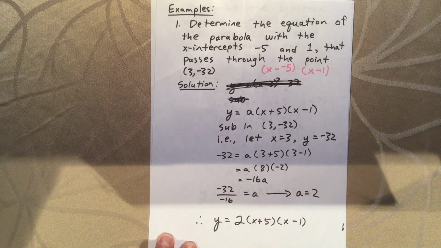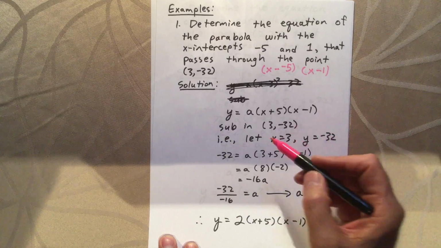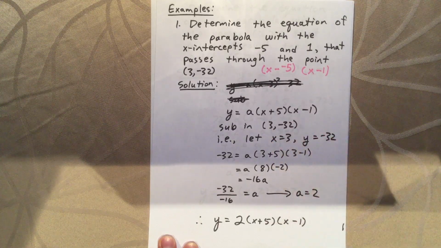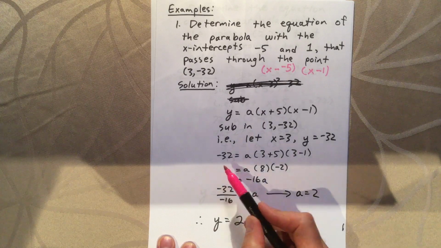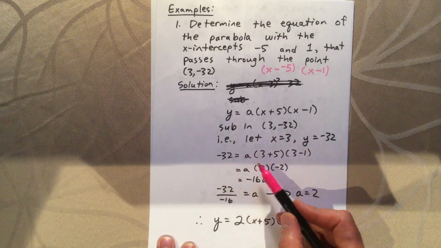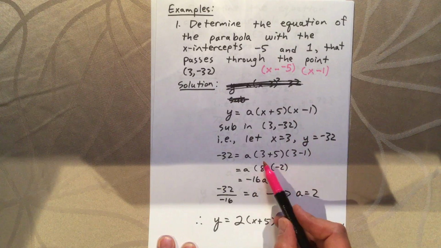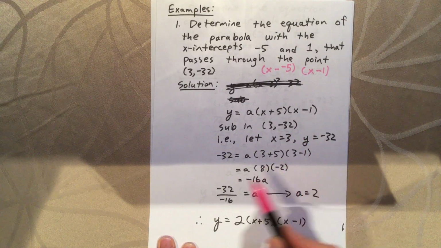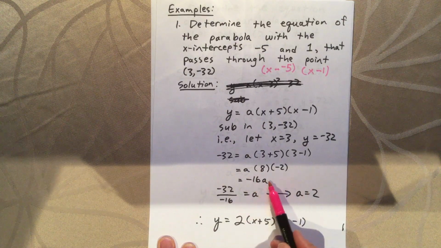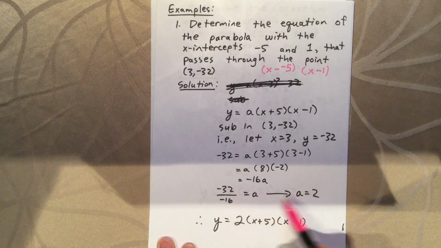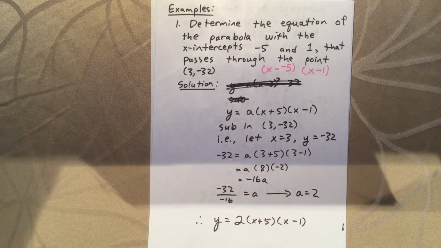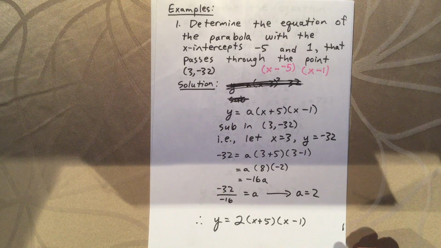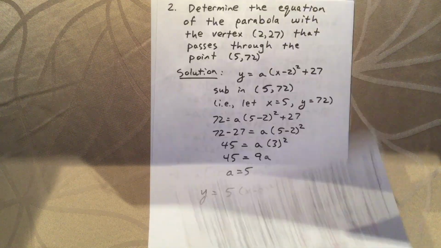Now what we're going to do is sub in the point (3, -32). That means we have to let x equal 3, and we have to let y equal -32. So we take -32, plug it in for y, 3 goes in for x. 3 plus 5 is 8, 3 minus 1 is 2. So -32 is equal to a times 16. And dividing both sides by 16, we get a equaling -2. So the equation of a parabola with x-intercepts at -5 and 1 passing through (3, -32) is y equals -2(x plus 5)(x minus 1).